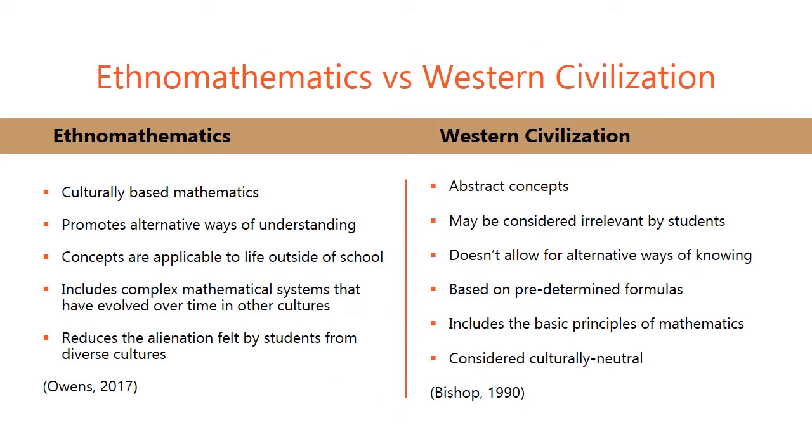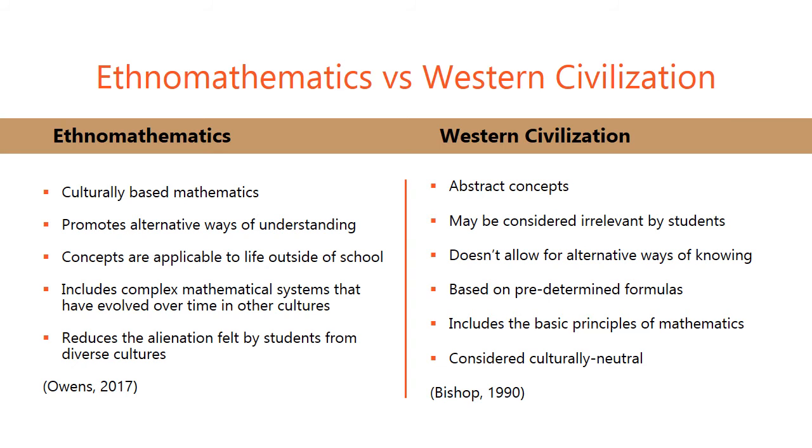You may wonder how ethnomathematics, the study of the relationship between mathematics and culture, differs from Western mathematics today. Well, ethnomathematics is culturally based mathematics, whereas Western mathematics is about abstract concepts. Ethnomathematics promotes alternative ways of understanding, whereas Western mathematics may be considered irrelevant by students. Ethnomathematics concepts are applicable to life outside of school, whereas Western mathematics doesn't allow for alternative ways of knowing or learning.